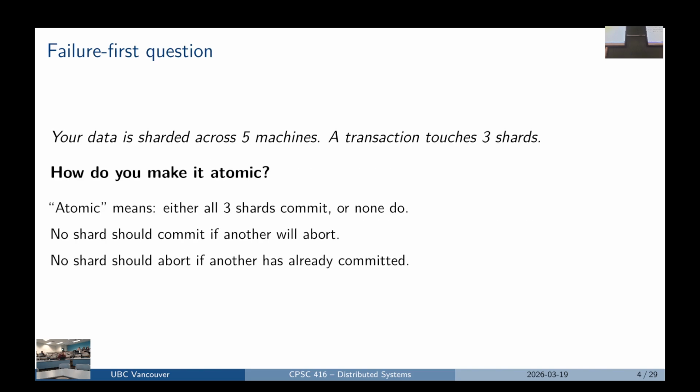So if you have your data sharded across 5 machines and a transaction that touches 3 of those shards, how do you make it atomic? And you just mentioned it. You pulled it right out. You use two-phase commit. That was the whole reason that we talked about two-phase commit at the very beginning. Two-phase commit is what you need to use when you're making changes that are on dissimilar data sets, but that have to be done atomically. So in this case, atomic means all 3 shards commit or none of them commit.